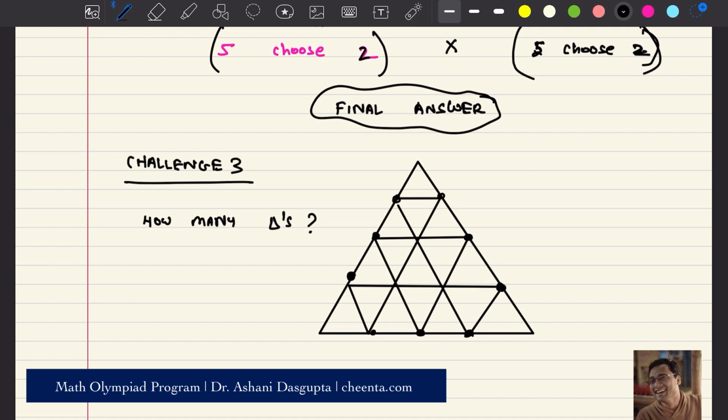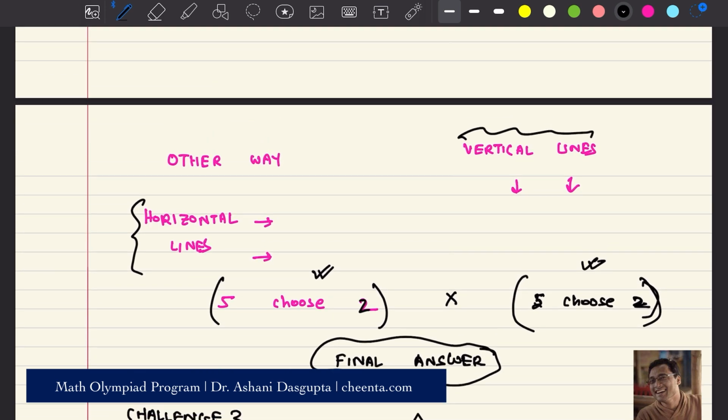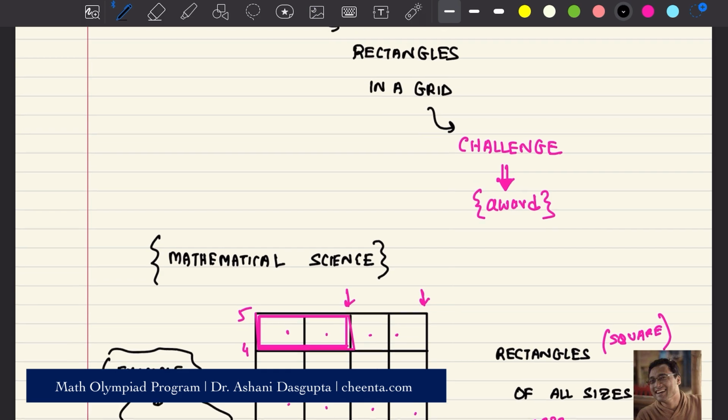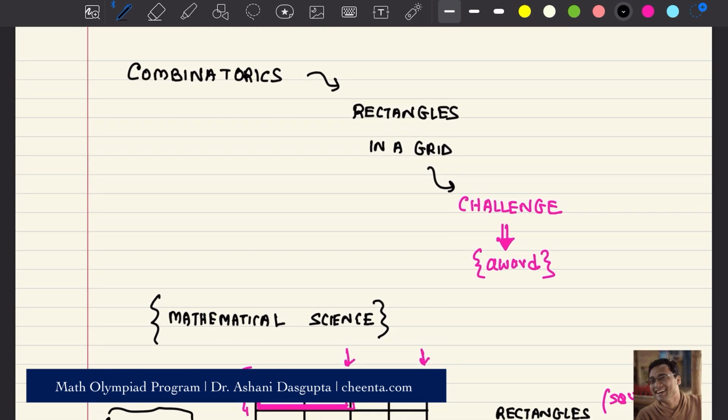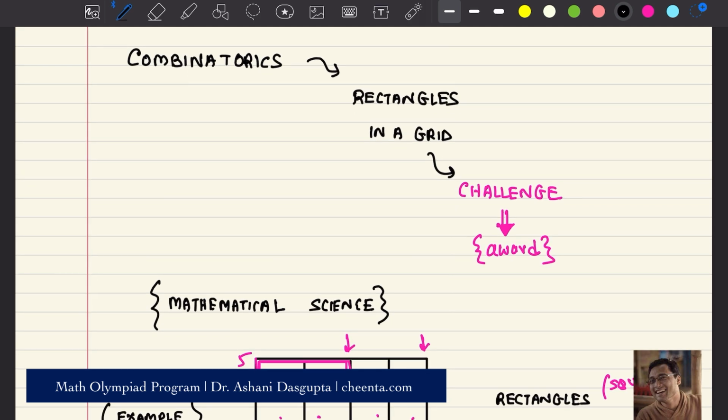Okay, so I hope you loved this particular problem. This is part of Combinatorics, which is part of the Math Olympiad, AMC 8, AMC 10, IOQM, ISI-CMI entrance, all of those things. So check that out.